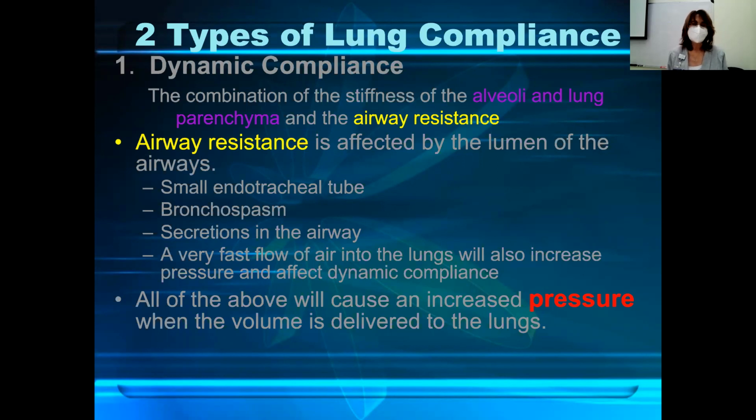So let's talk a little bit about airway resistance. It says that airway resistance is affected by the lumen of the airways. If you are pushing air into a tube and it's really big, the molecules aren't hitting much. They can slide easily through, and you don't have much resistance. You don't have the molecules being hindered by the walls of this big lumen. So the air can flow through very easily.